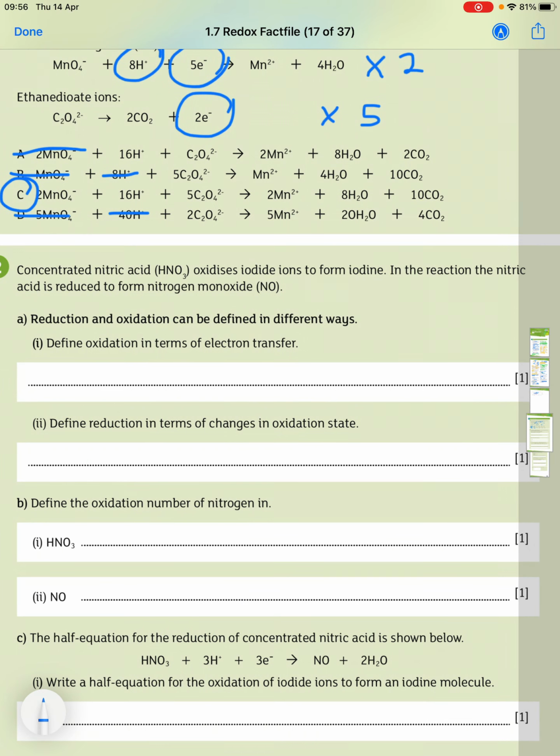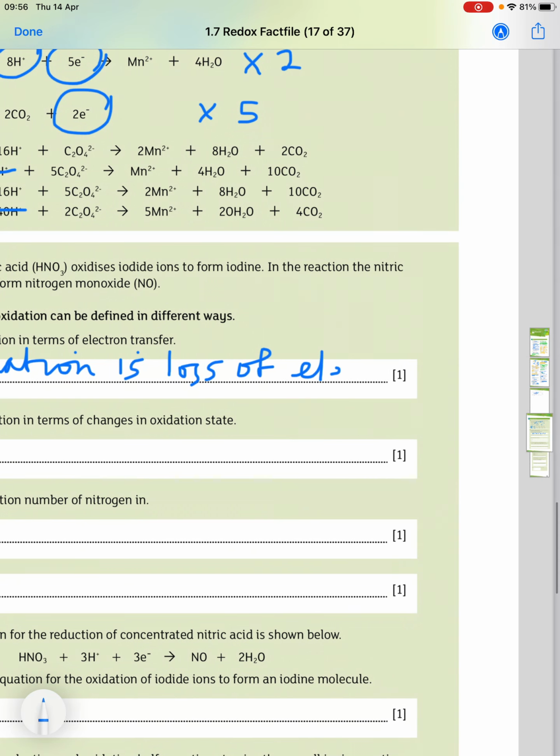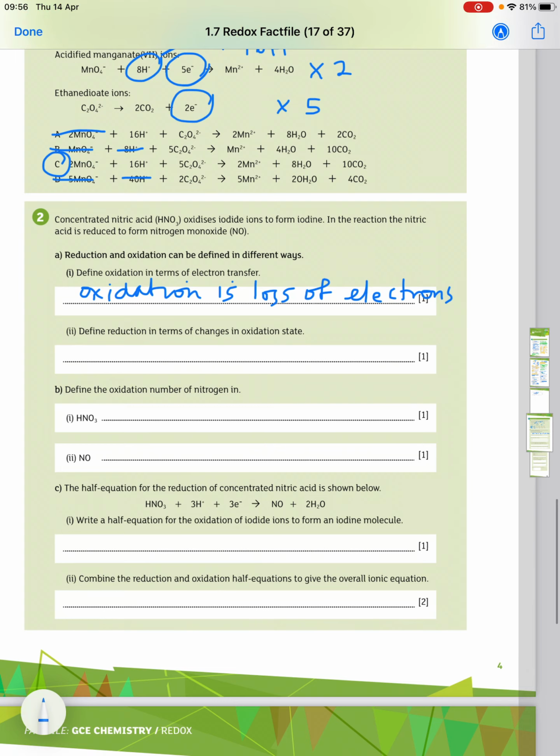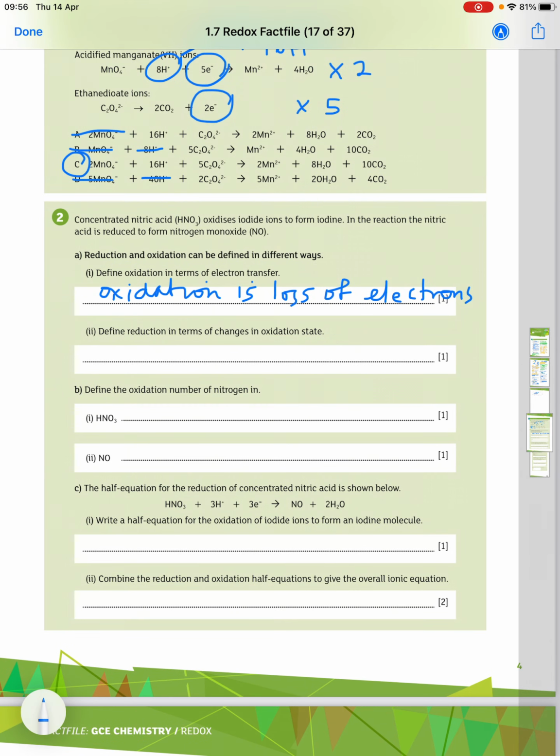Number 2, concentrated nitric acid, HNO3, oxidizes iodide ions to form iodine. In the reaction, the nitric acid is reduced to form nitrogen monoxide. So it says, reduction and oxidation can be defined in different ways. Define oxidation in terms of electron transfer. All you have to say here is oxidation is loss of electrons. And that will get you your mark.